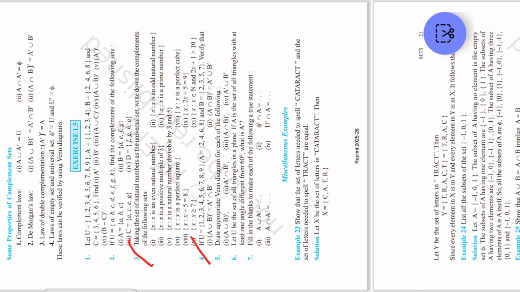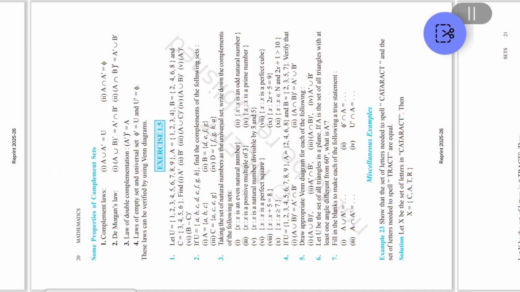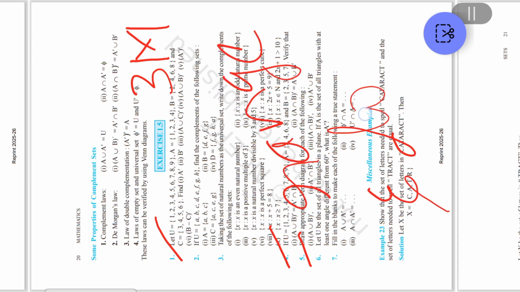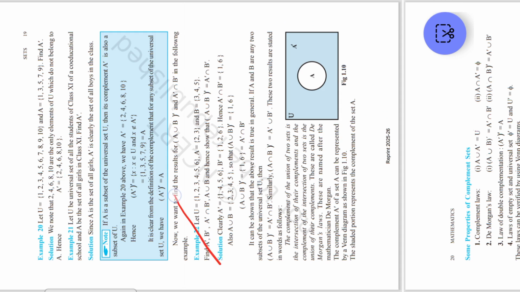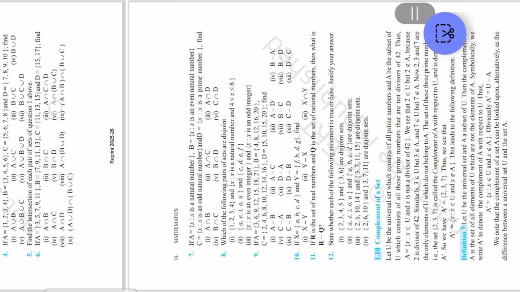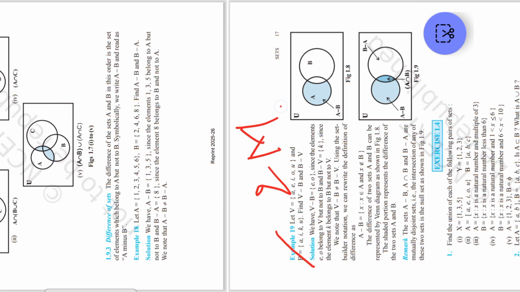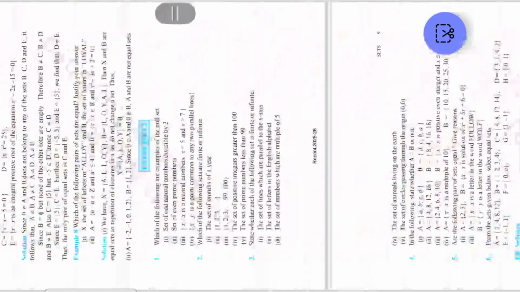In the next section, verify that, show that, prove that questions are 3 marks questions. In the fourth exercise, the verify that questions and some example problems are also important. Sometimes show that, prove that, verify that are all important. Range and domain are also important questions for 3 marks, very important. In this chapter, 2 marks questions are like A minus B, the difference of sets.